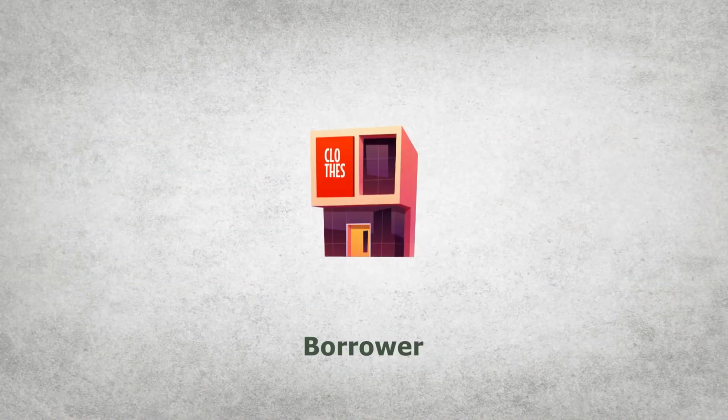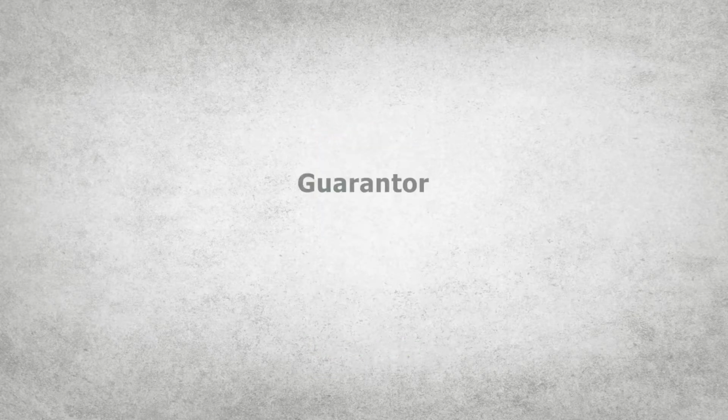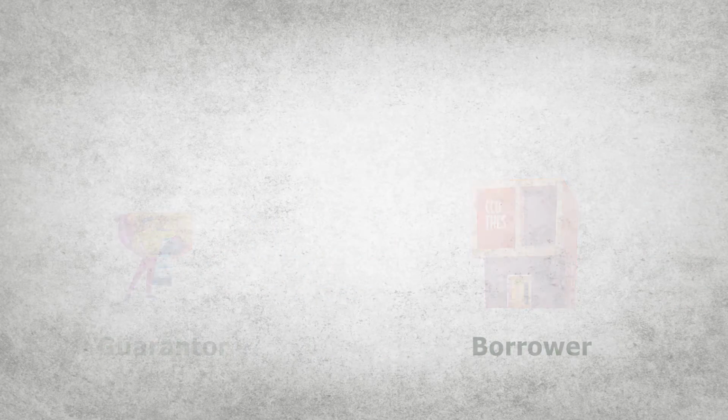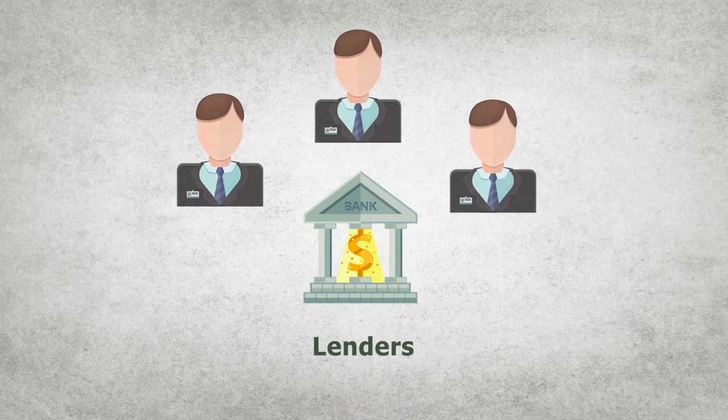in business environment. The borrower is a legal entity. In this case, we can picture a business to whom the loan is granted. The guarantor is the legal entity that would assume the responsibility for the debt in case the borrower cannot pay. And the lenders are either an entity or a group of entities that would provide the funds for the borrower.